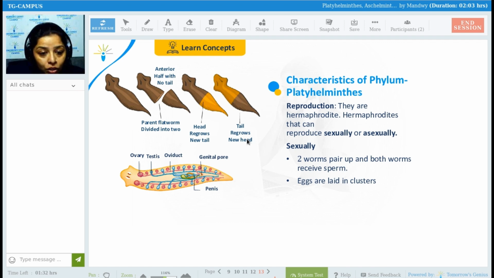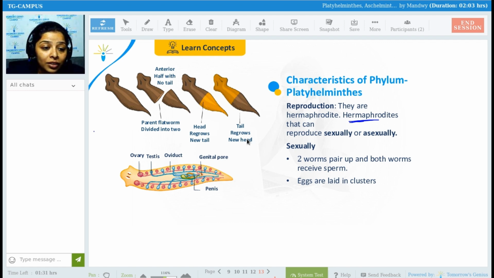Okay, now let's see the reproduction. Platyhelminthes are bisexual or hermaphrodite. We always use the term hermaphrodite for animals; we never use monoecious or bisexual for animals. Hermaphrodite means presence of both the sexes in a single individual. So they can reproduce asexually as well as sexually.